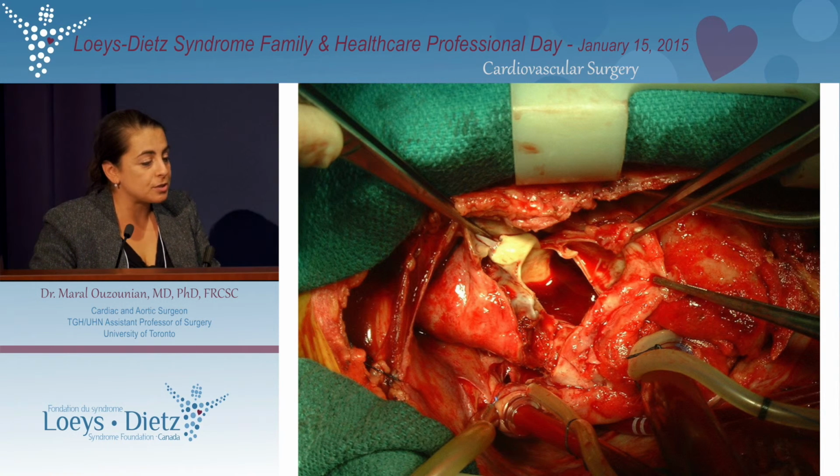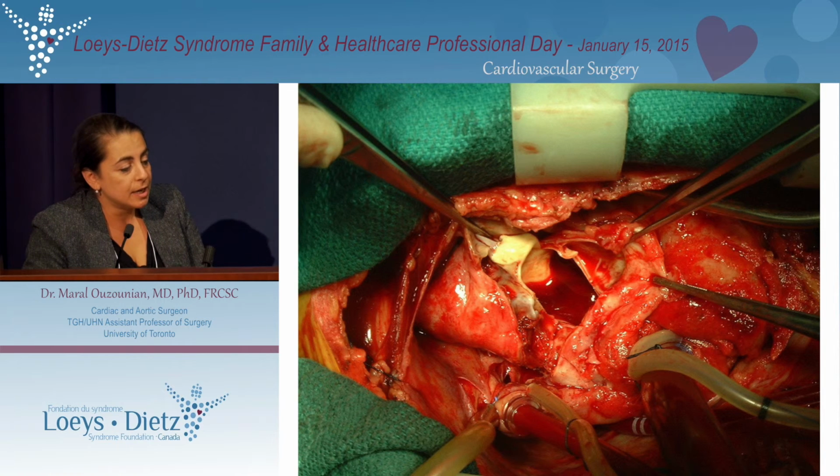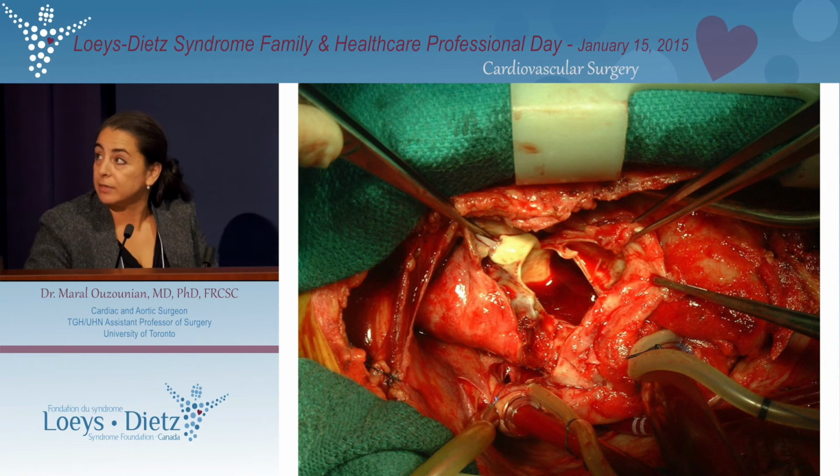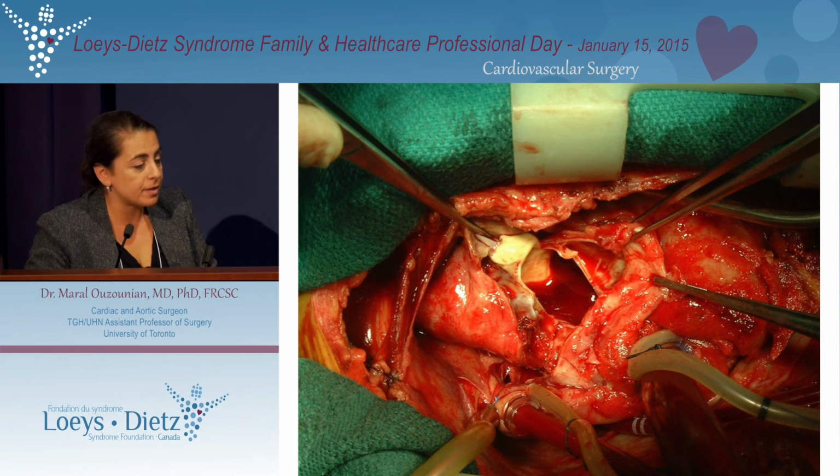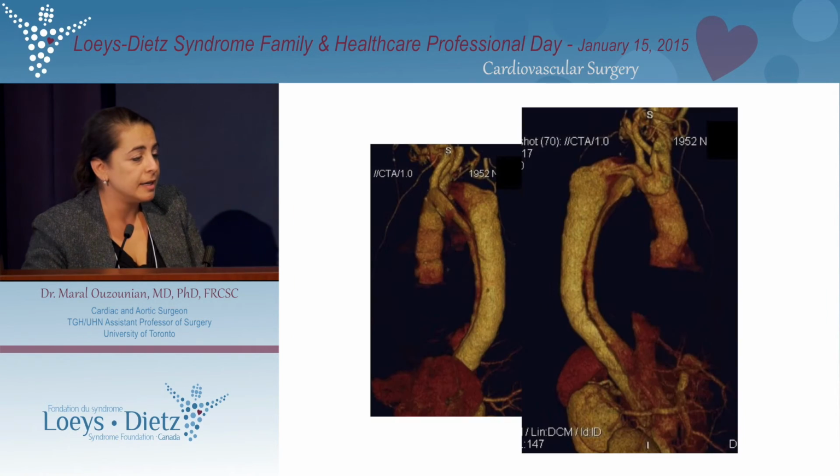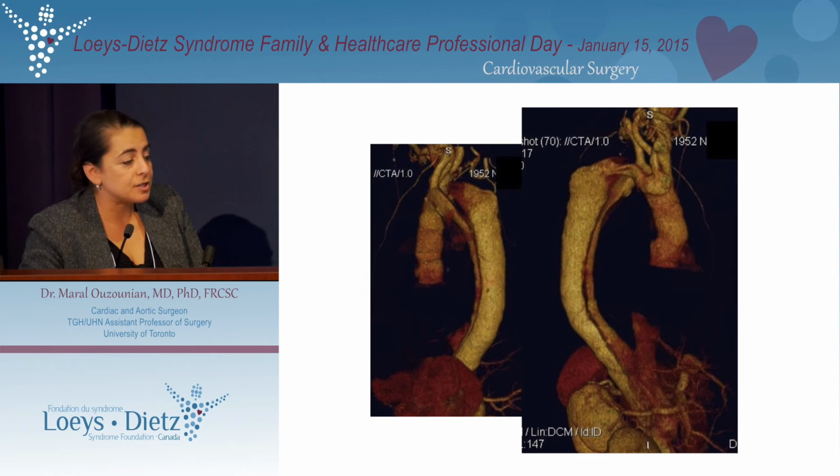So, just a few pictures. This is a type A dissection. It's not a Loeys-Dietz patient, but this is what it looks like. This is the false lumen over here and the true lumen over there and the torn aorta. This is why we need to survey people after type A dissections.